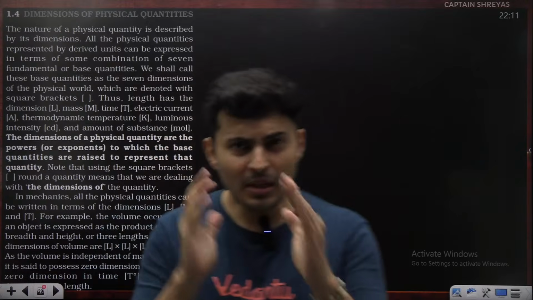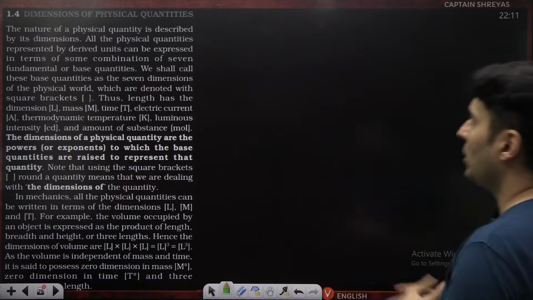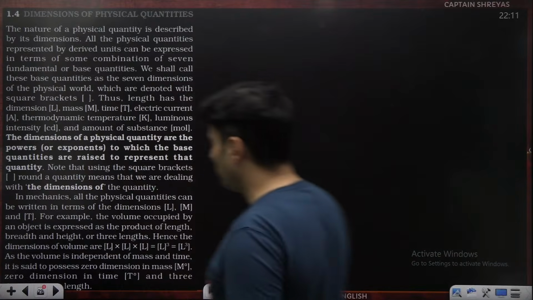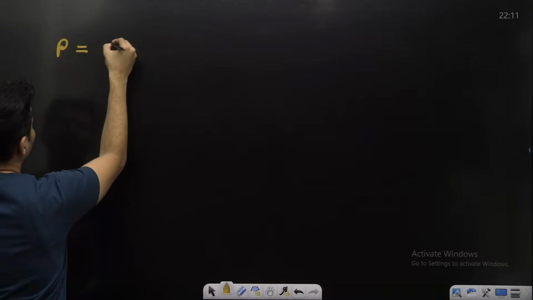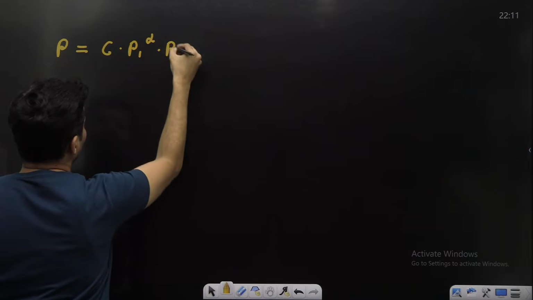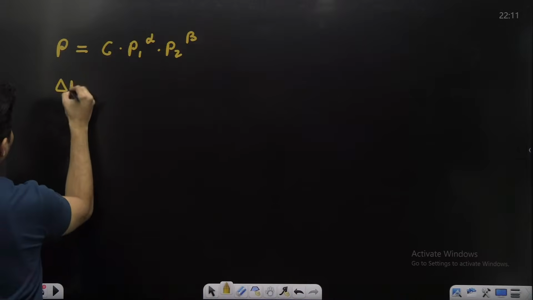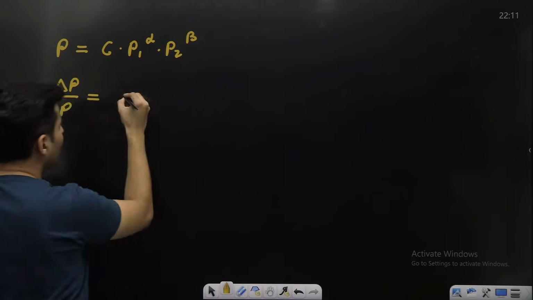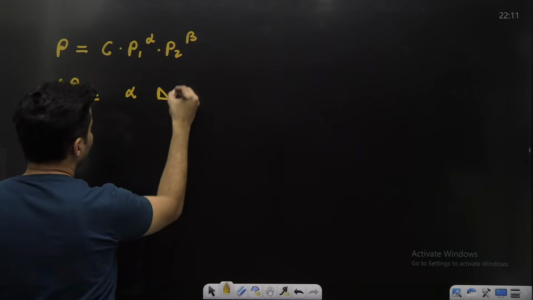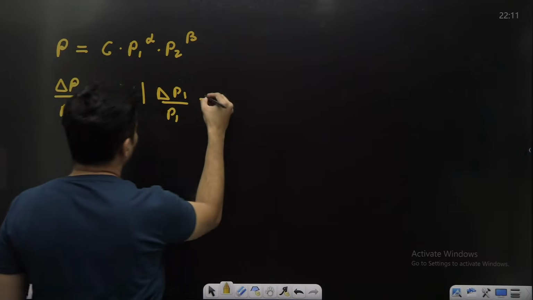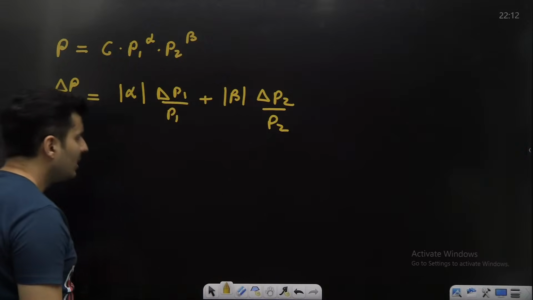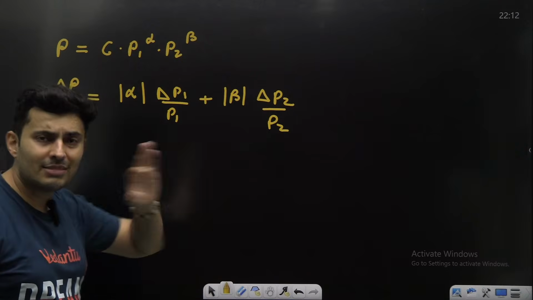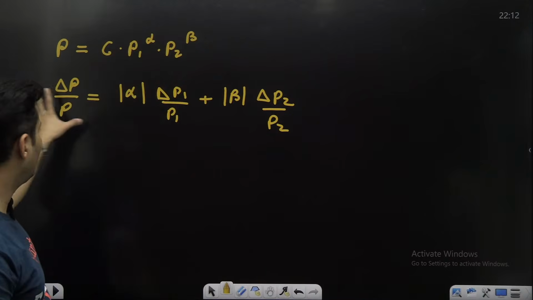Cool. Great. Now let's talk about the dimensions of physical quantities. But before that, one small thing: whenever you have multiplication, division, there is something called the power rule. I will talk about it. If you have any physical quantity given as some constant into p1 raised to alpha, p2 raised to beta, etc., then the relative error in that physical quantity is alpha into delta p1 by p1, whatever the mod value, plus beta into delta p2 by p2, and so on and so forth. This is what you do for multiplication, division, etc. This is called the power rule for relative errors.